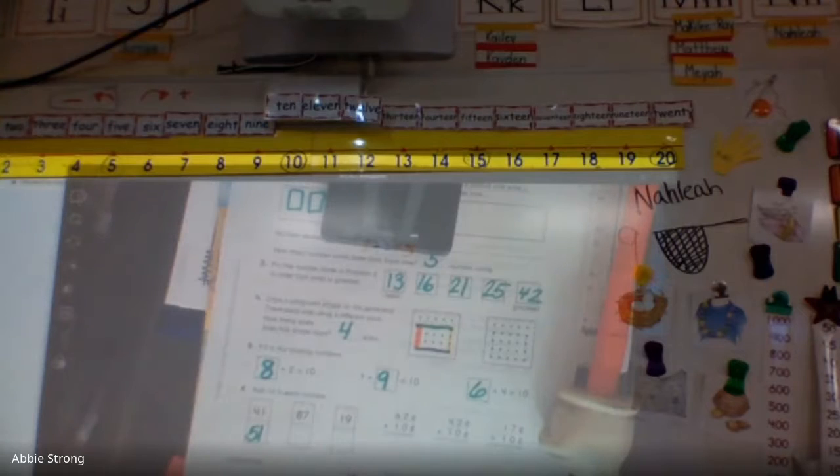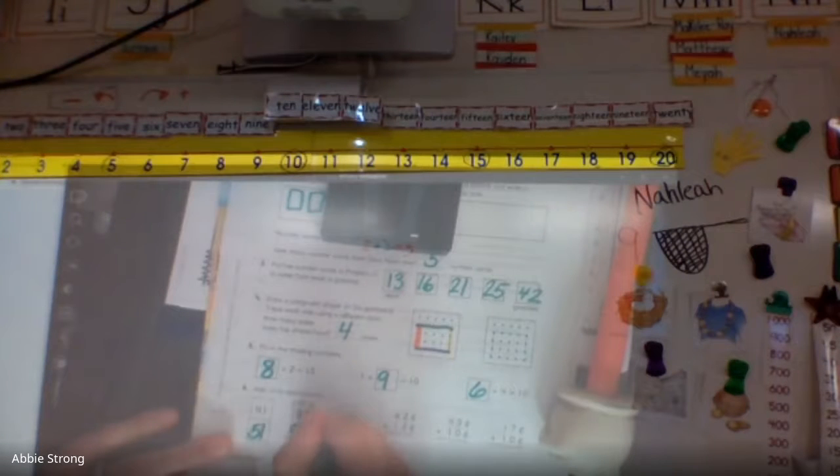I need somebody to find 87. 8 and a 7 says 87. Matthew, go find 87, please. You're going to look for the row that has the 8s in the 10 spot. 8 and a 7. Good. Matthew, drop down. 87 plus 10 equals what number? 97. Good. Write 97 in that box. 9 and a 7 says 97.